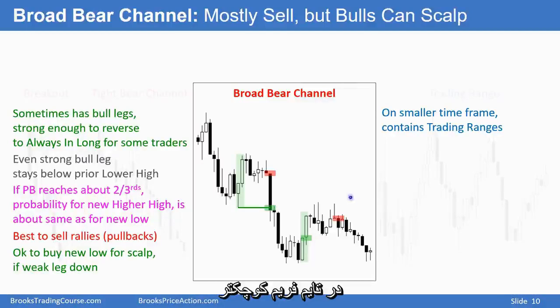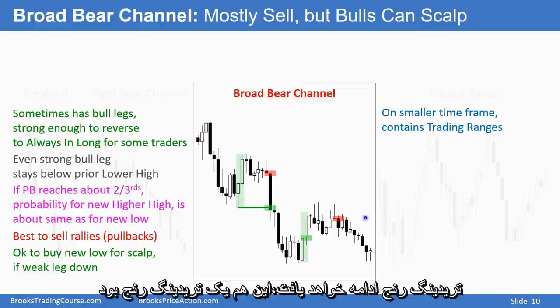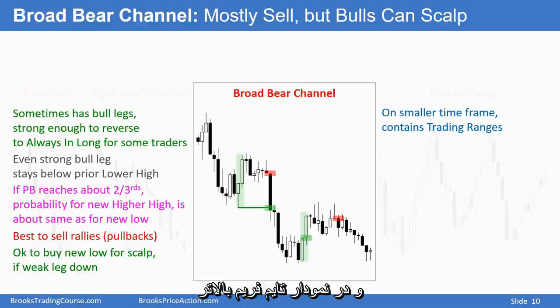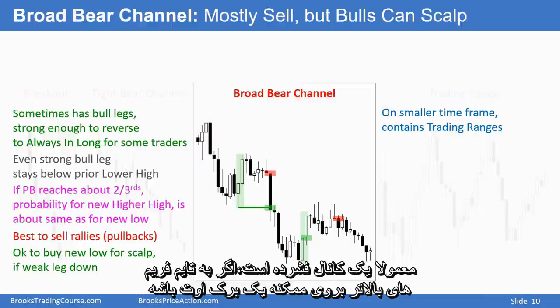On a smaller time frame chart, this is an hourly chart. It will contain trading ranges. That would be a trading range. This would be a trading range. And on a higher time frame chart, usually a tight channel. And if you go to a high enough time frame chart, it may even be a bear breakout.